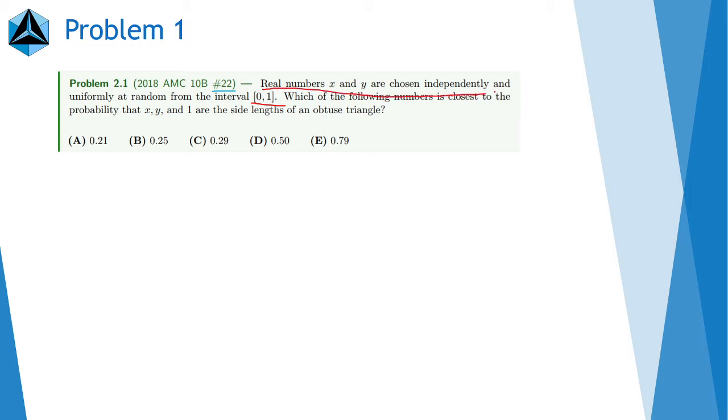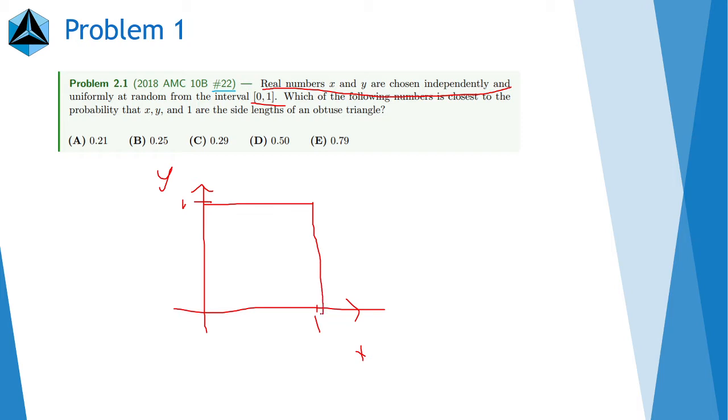Before we deal with this whole triangle condition, look at this statement: real numbers x and y are chosen from this interval. We've already covered this before. This is going to be that coordinate plane. I denote this with the 1, and this with the 1. It's going to be a y-axis and an x-axis. And so there you go, you already have your possibilities here.